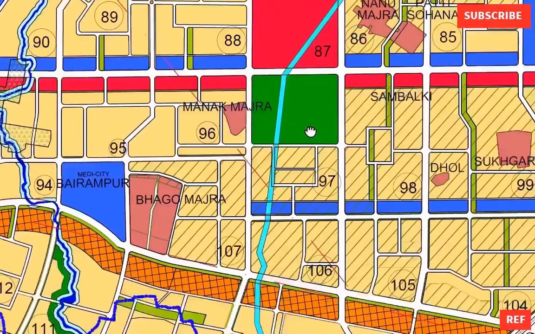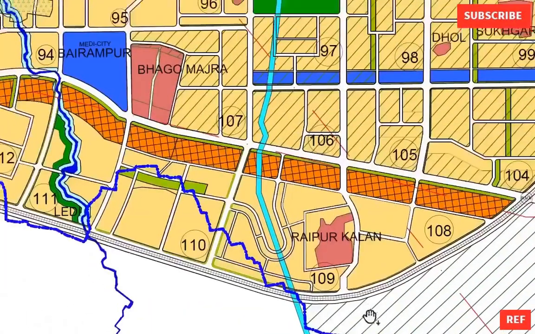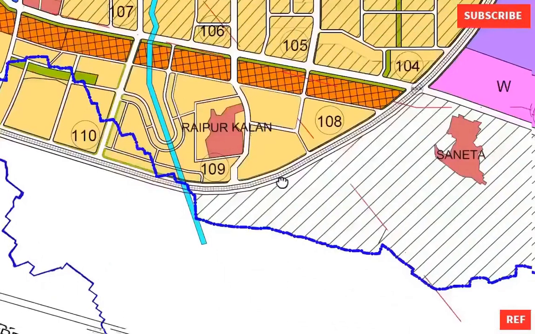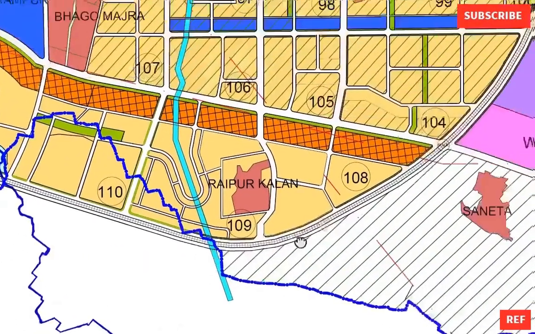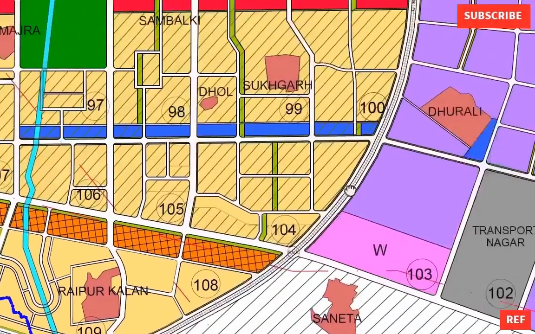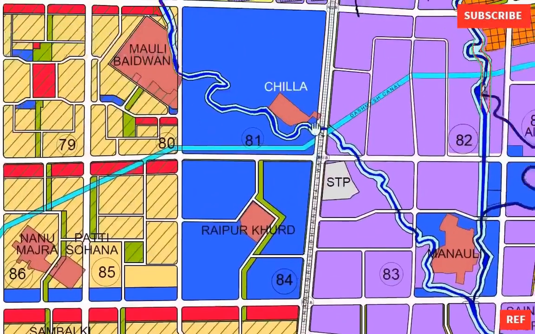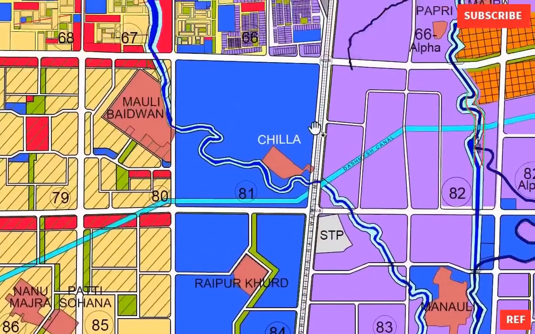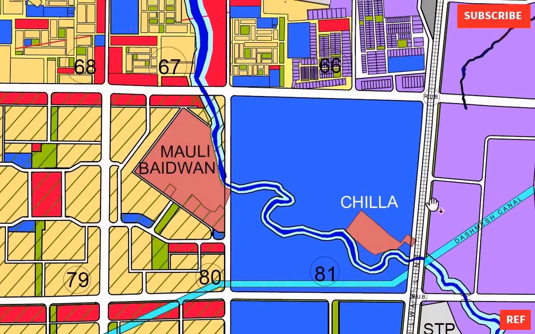Also, if we come downwards, we can see this crossed line. This is the railway line which is passing through Mohali City. We have got a railway station in industrial area phase 11 of Mohali, which connects the city with other locations of the region like New Delhi, Ludhiana, Amritsar, and many more renowned cities.